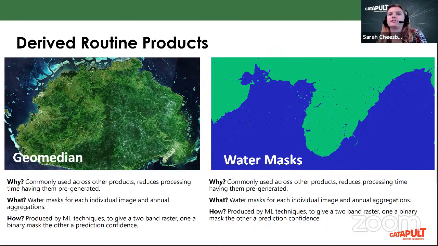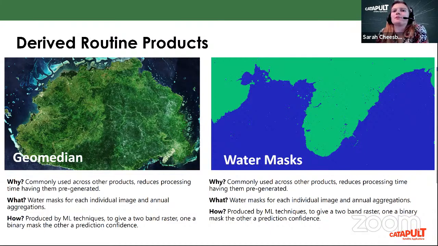We've got water masks, which have been developed for every single scene across all of the sensors. Many of the other data cubes have used something called WOFS, which is water observations from space. But we found quite a few flaws with that, especially looking across sensors, and also we wanted Sentinel-1 to be a large part of this solution. So we went for producing water masks by machine learning techniques to give a two-band raster, one of which is a binary mask and the other a predicted confidence, which has meant that we can use water masks with more certainty throughout our analysis.